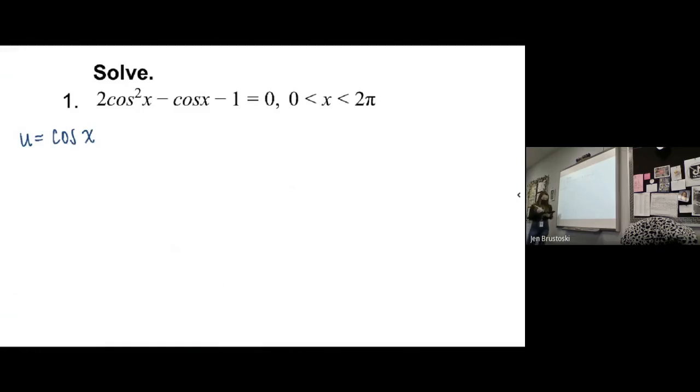So I'm going to rewrite. I have 2, and if you remember, this is the same thing as cosine of x squared. So what this ends up being is 2u squared minus u minus 1 equals 0.